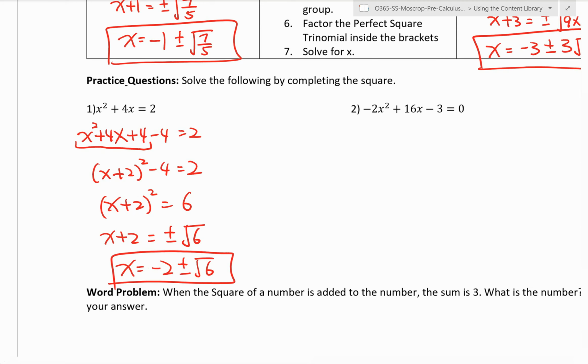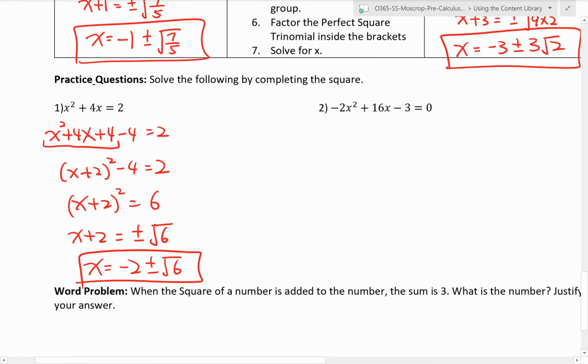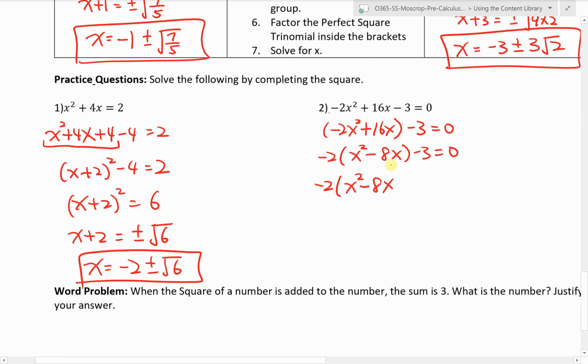Okay. Part 2, or the second question here, we do need to put these first 2 terms in a group. Like that. Now we can factor out the leading coefficient, negative 2. And you get negative 8x. We factor out negative 2. And now we can take half of the middle term, which is going to be 4. And then square that, so it's going to be 16. So plus 16 minus 16 minus 3 outside of the bracket equal to 0.